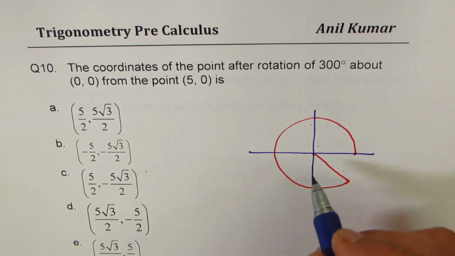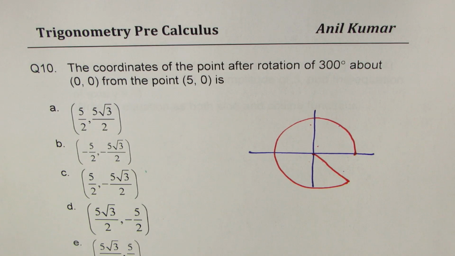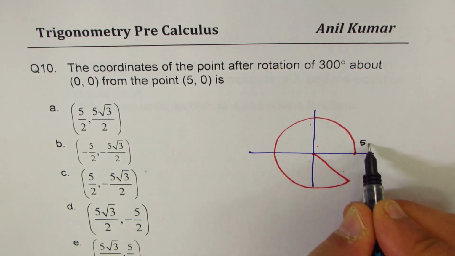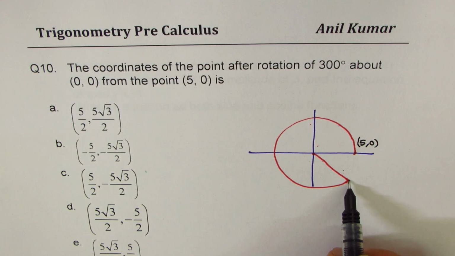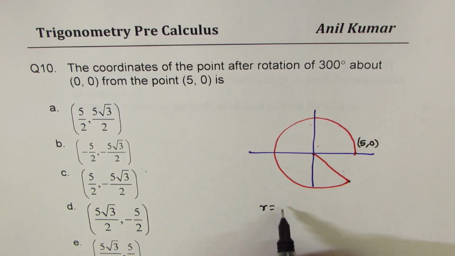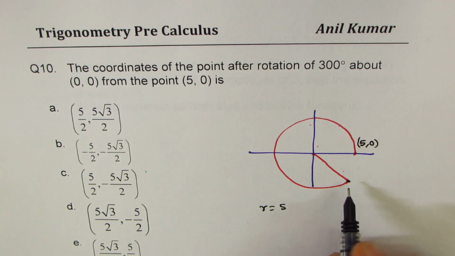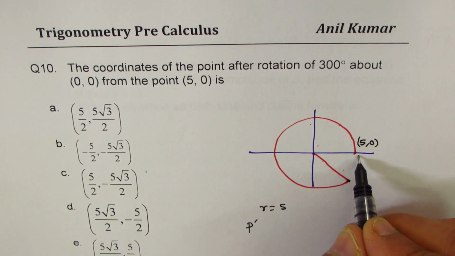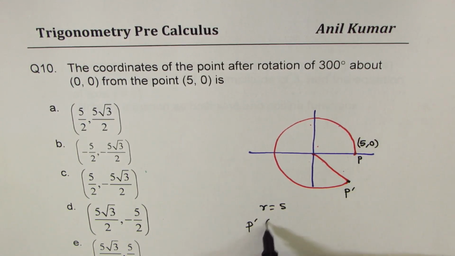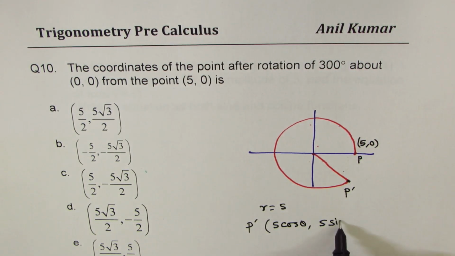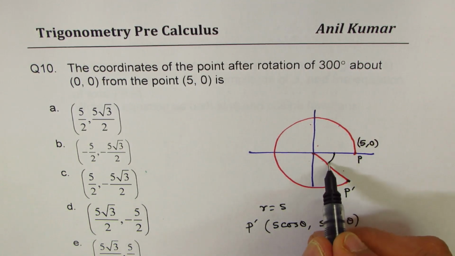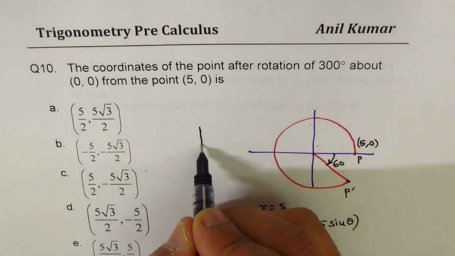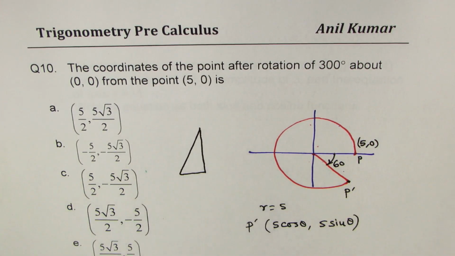So the point here was initially (5, 0). That means the radius is 5. Is that clear? Now what is this point? So we know r is equal to 5, and any coordinate is basically equal to this point image, let's say P dash. Let's say this is the point P. The image of this point will be 5 cos theta and 5 sine theta. Is that okay? Now what is theta? Theta is 300 degrees, acute angle being 60 degrees. You can look into your special triangle, correct?